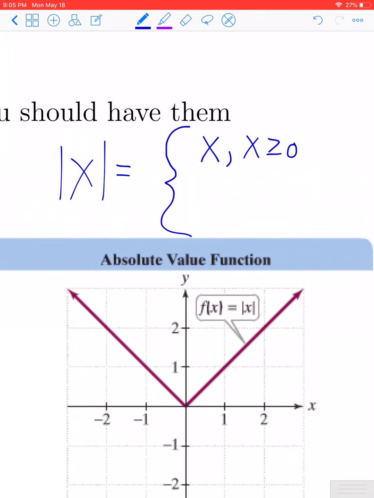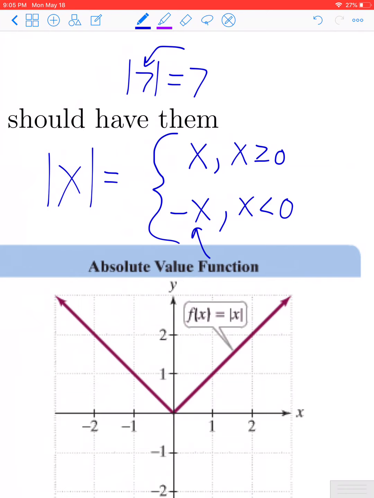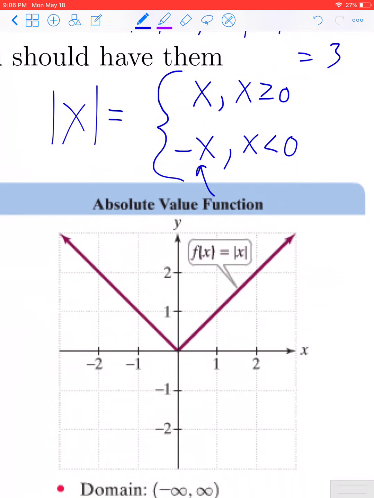So for example, what is the absolute value of 7? Well, the absolute value of 7 we know is just 7, simply because the thing on the inside was positive or 0. But what happens if the thing on the inside is negative? Well, if x is less than 0, meaning if x is negative, then you return the opposite of x. So for example, the absolute value of negative 3 would be equal to the opposite of negative 3, and that's how it turns it into a positive 3. So absolute value is piecewise defined. It's x when x is greater than or equal to 0, and it's negative x when x is less than 0.